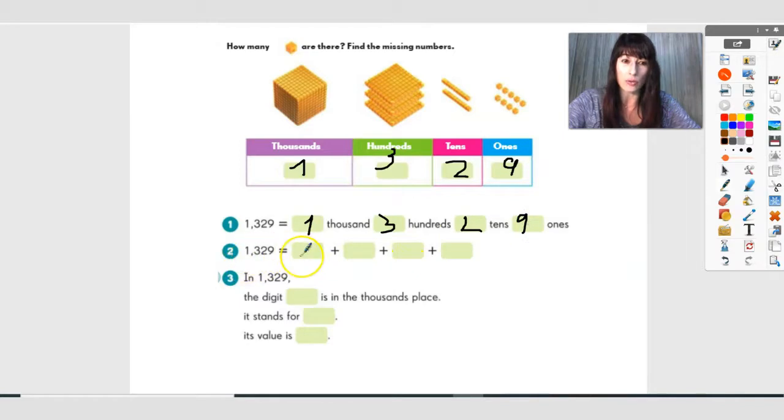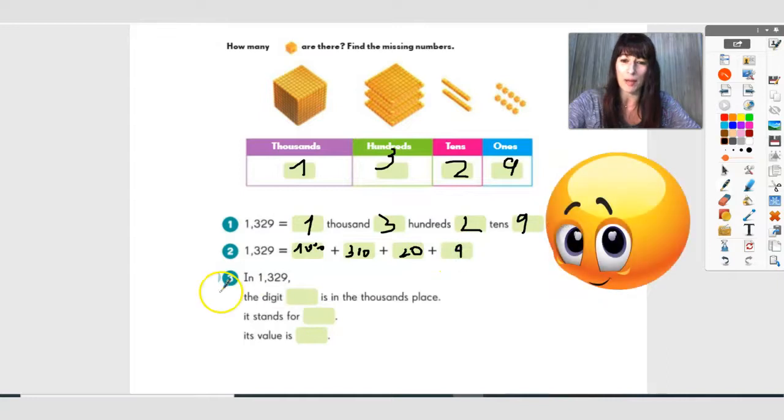And now I can also represent the number in an addition, right? So I can say I have 1,000 plus 300, and this is an expanded form, right? Plus 20, and I have 9.